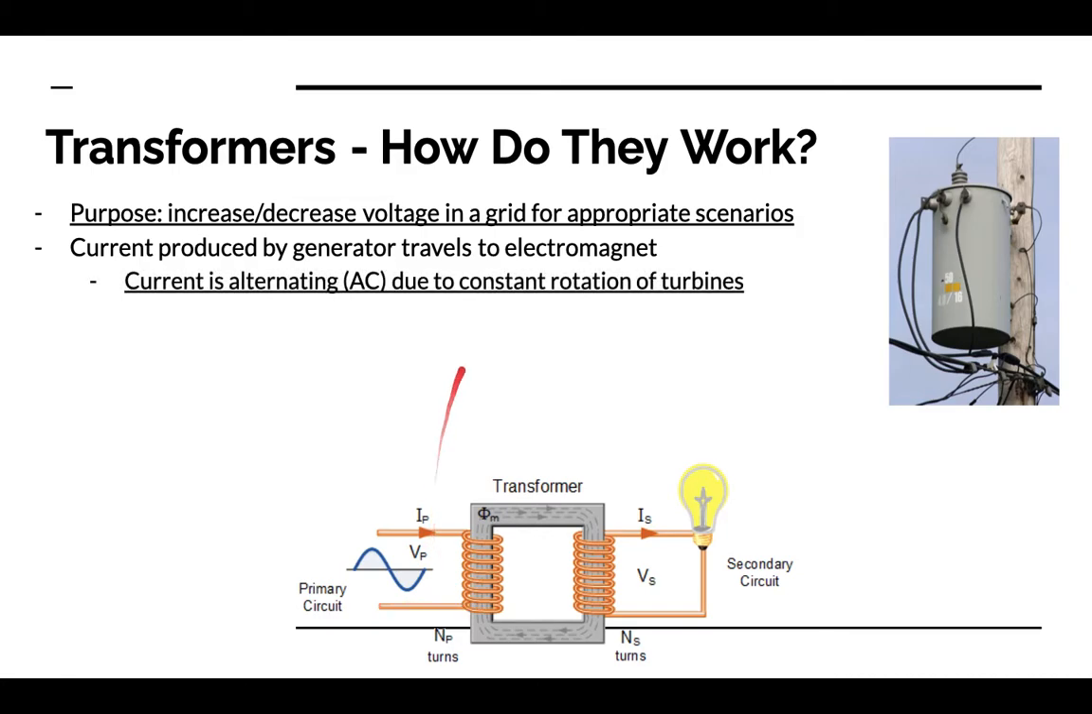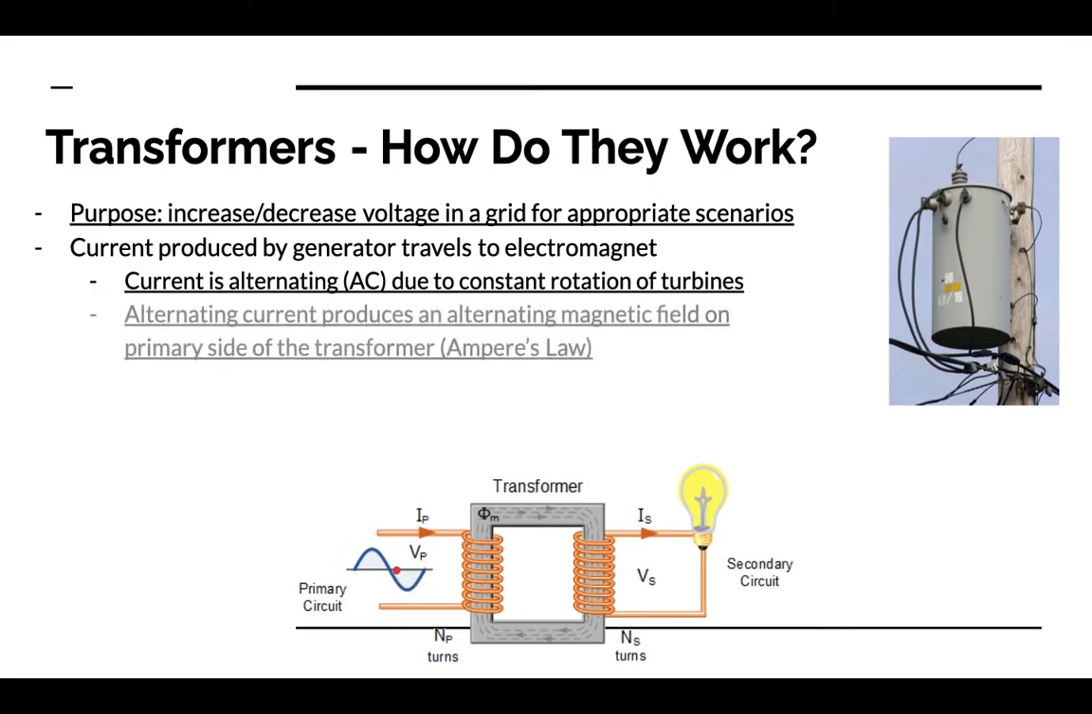The current is alternating due to the constant rotation of the turbines. So since the turbines are constantly rotating, our current is going to be alternating, meaning that it's going to be constantly changing in intensity and in direction. And as a result, as the current is alternating, that's going to produce an alternating magnetic field on the primary side of the transformer. Remember that a current in a circuit produces a magnetic field. That's Ampere's law. So a changing current is going to produce a changing magnetic field.